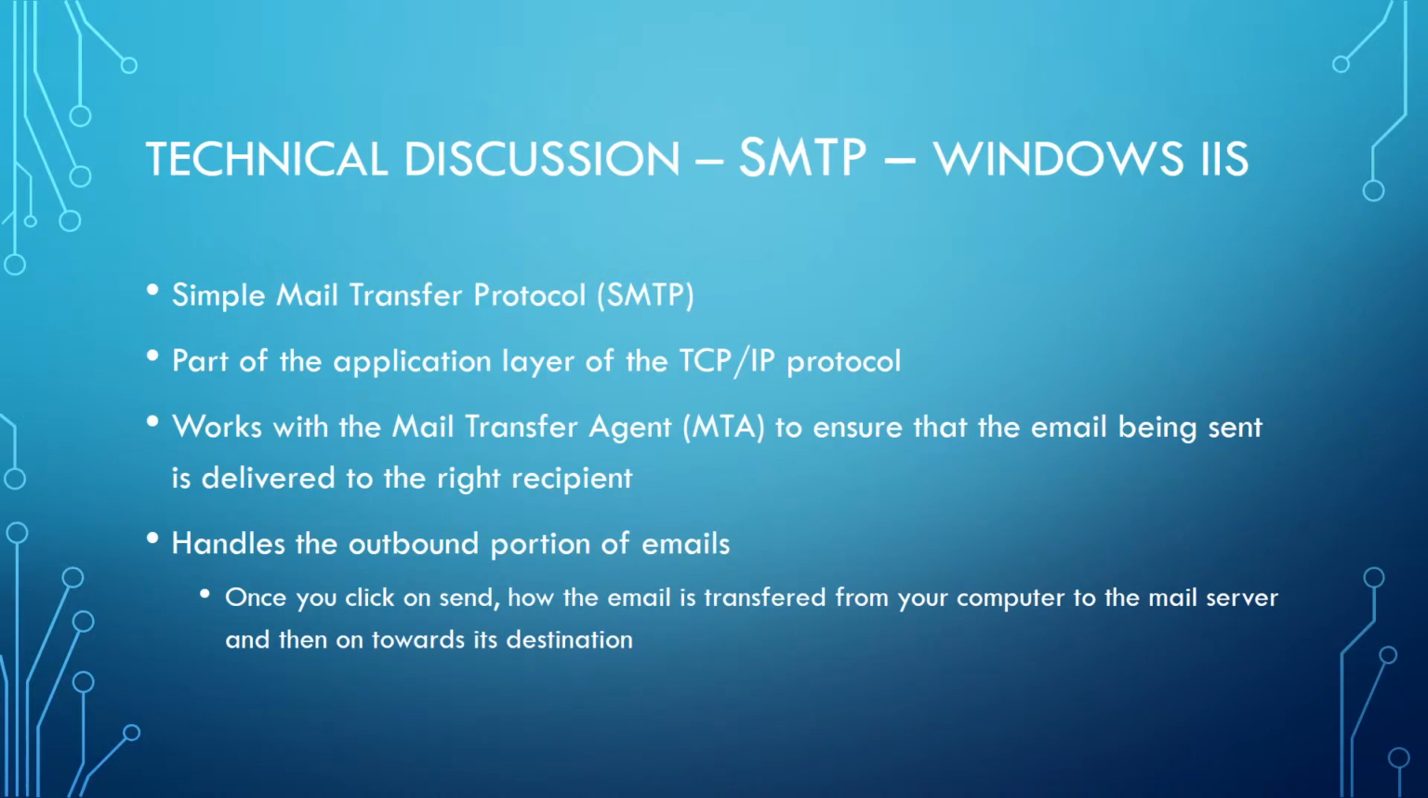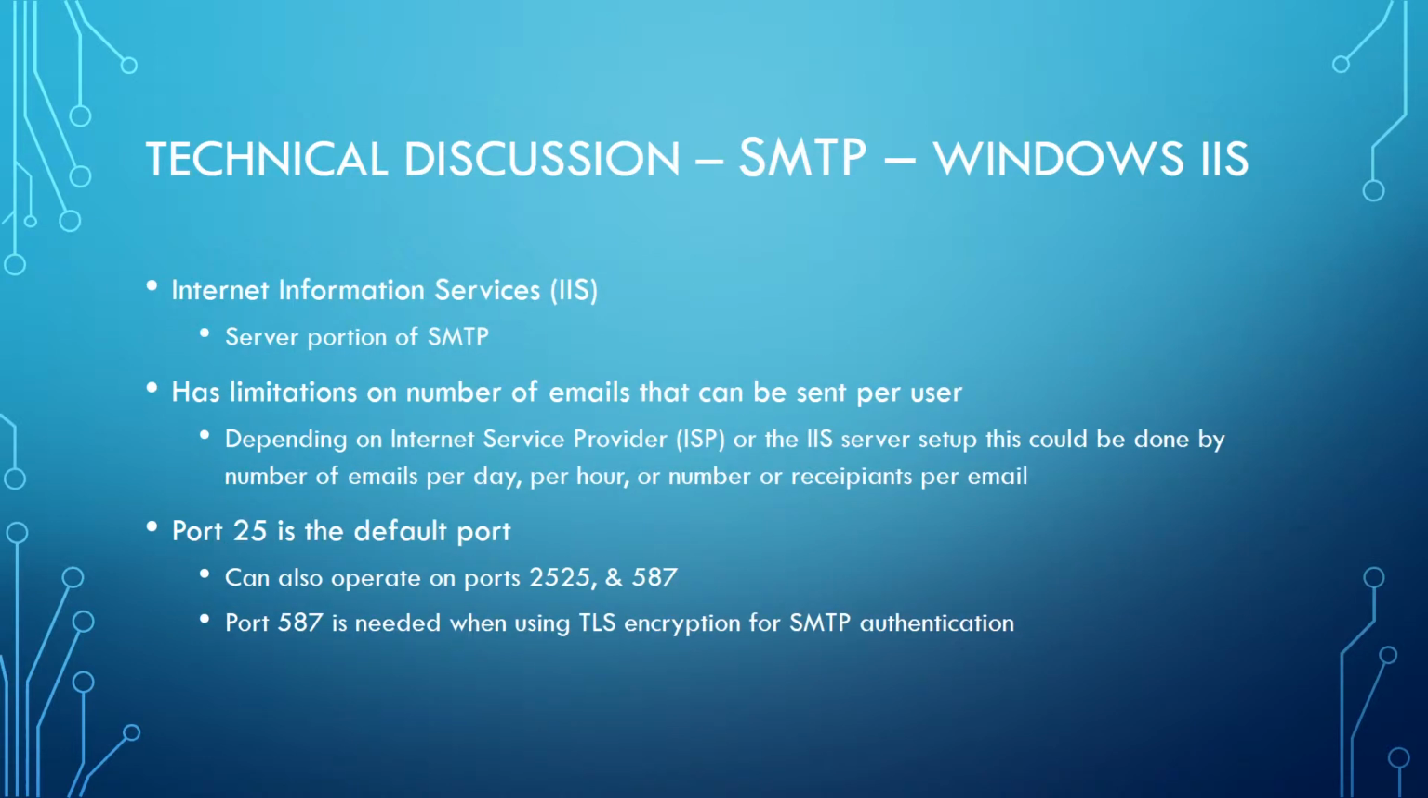For the technical discussion of SMTP on Windows IIS, SMTP is the Simple Mail Transfer Protocol. It is part of the application layer of the TCP/IP protocol. It works with the mail transfer agent, MTA, to ensure that the email being sent is delivered to the right recipient. It handles the outbound portion of emails. So once you click on send, this is the procedure for how the email is transferred from your computer to the mail server and then on to its destination.